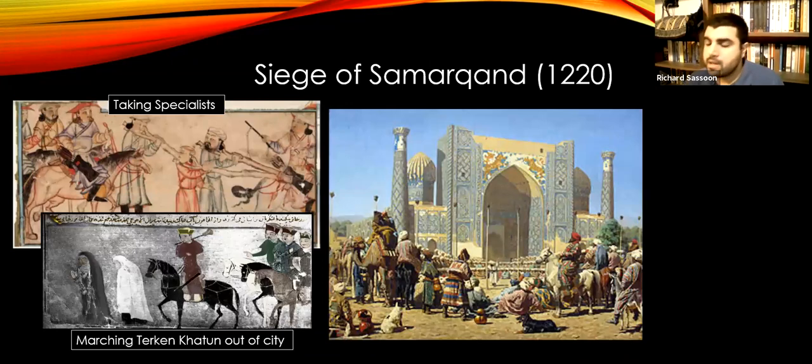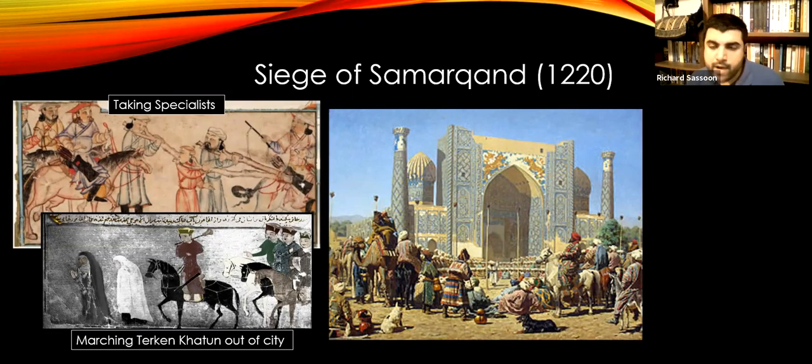So after Bukhara had fallen, the next target, that was February of 1220. Now we're going into March of 1220. The next target was Bukhara. Sorry, it was Samarkand. And Samarkand was the capital of the Khwarezm Shah.